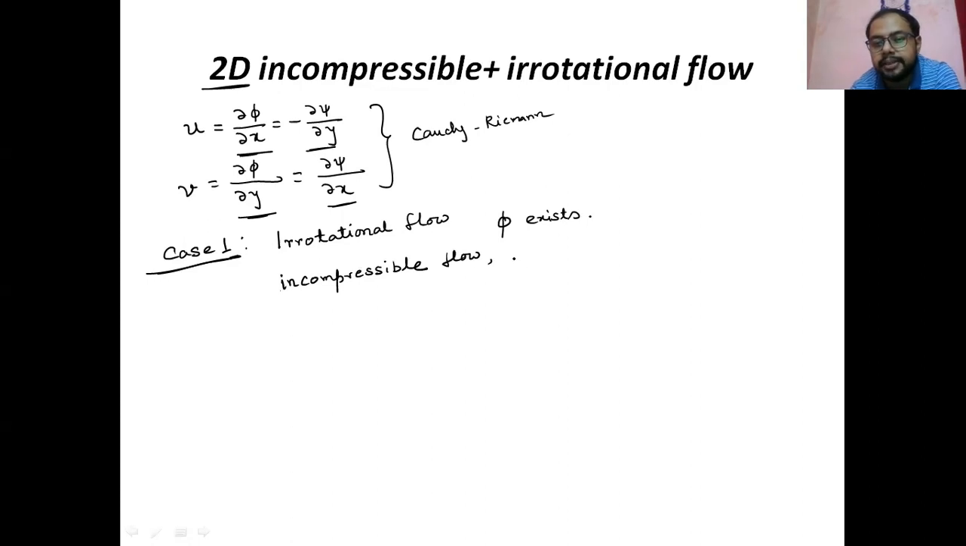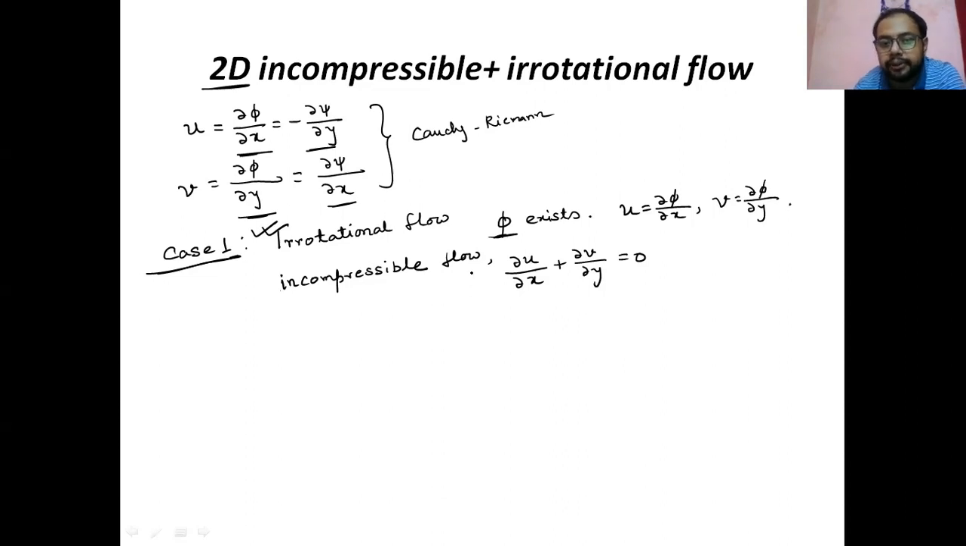Incompressible flow means du dx plus dv dy is equal to 0. As phi exists, first we are taking irrotational flow. First condition we are taking irrotational flow. So phi exists, so u is equal to del phi del x, v is equal to del phi del y.